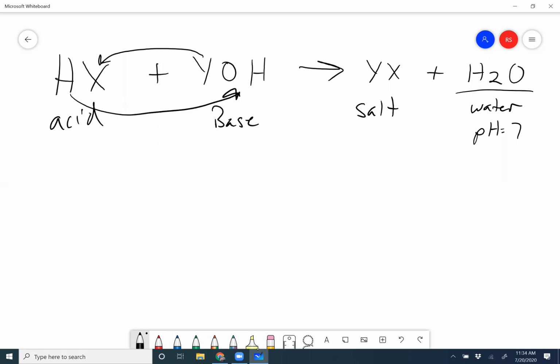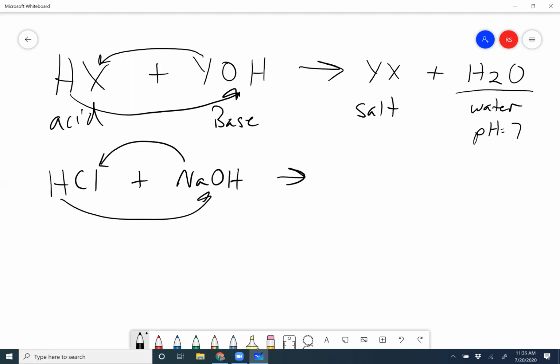Now, there could be super complex ones, but we're going to stick to really basic ones. The ones I ask you on the test are just basic Arrhenius acid-base neutralizations. So here's the most simple one. We have sodium hydroxide and hydrochloric acid. They switch partners, and we get literally salt, sodium chloride, and we get water.